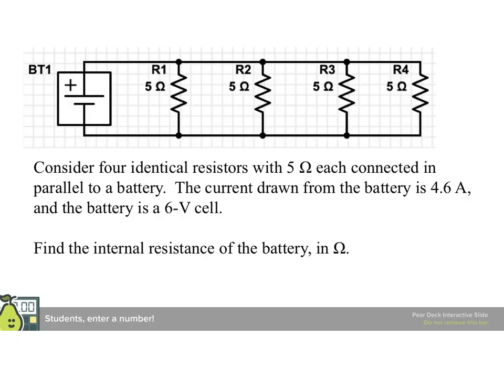Different problem. Consider 4 identical resistors, each being 5 ohms, connected in parallel to a battery, as shown above. The current drawn from the battery turns out to be 4.6 amps, and we know the battery is a 6-volt cell, meaning it's supposed to put out 6 volts of EMF. Find the internal resistance of the battery in ohms.